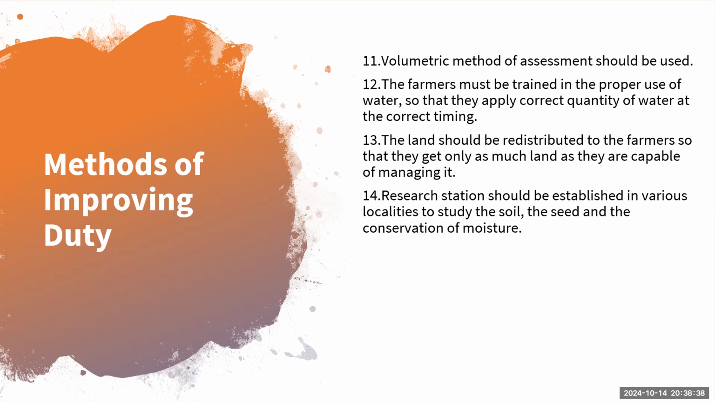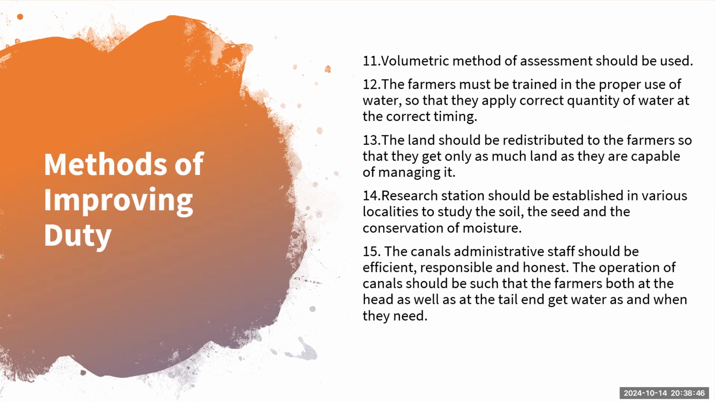Then research stations should be established in various localities to study the soil, the seed, and conservation of moisture. The canal administrative staff should be efficient, responsible, and honest. Some people are appointed to check whether someone is stealing water from the canal. So this canal administrative staff should be efficient. They must be responsible and they must be honest.